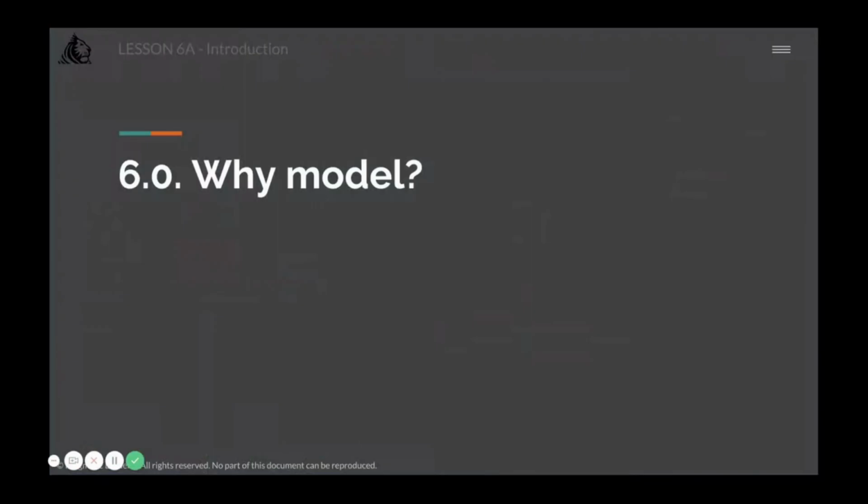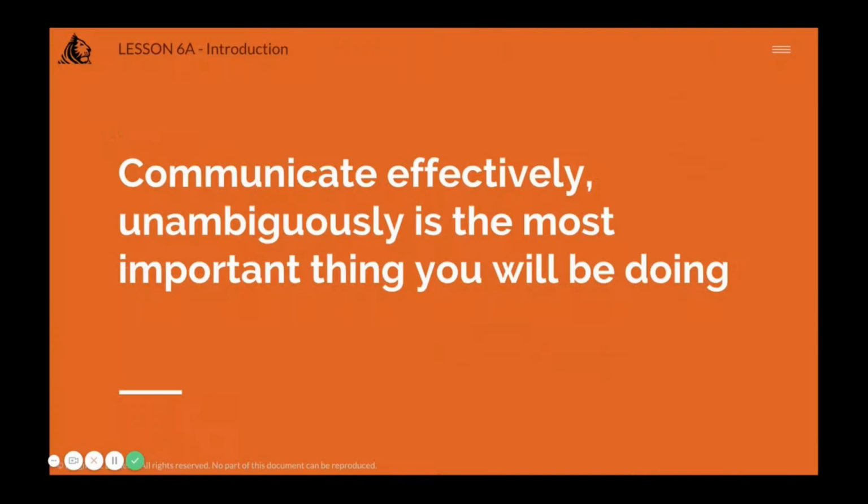Let's start with why do we need to model? Why can't we simply communicate? Why can't we simply write stories? Well, that is because communicating effectively and unambiguously is the most important thing that a product manager will ever do. And that's, I would say, pretty much the central role that a product manager plays.